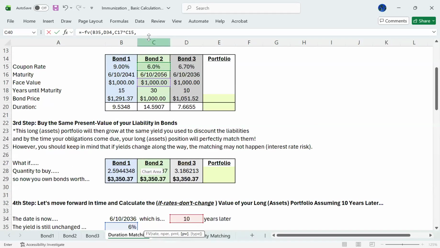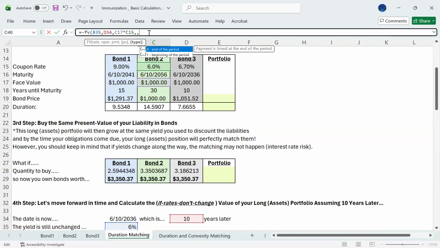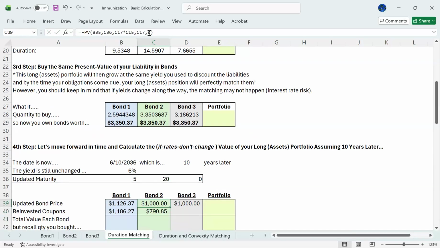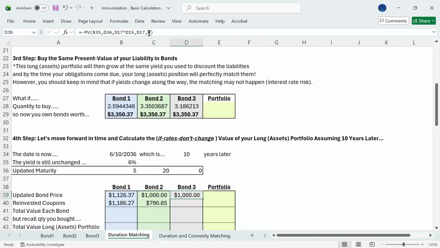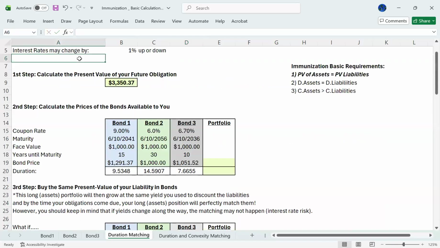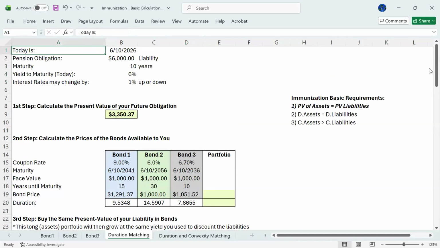Comma, and then I'm ignoring present value and I'm typing 0 for the type. Okay, 790.85. And then now for bond 3, during the 10 years, I mean, we started in 2026 up here, and then we waited 10 years.